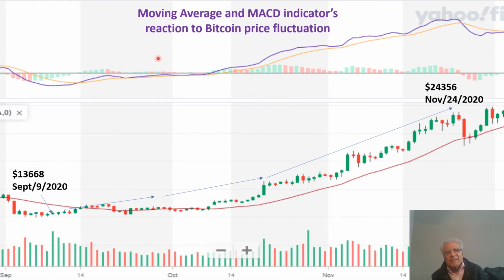Moving average and MACD indicators reaction to Bitcoin fluctuation continue. Now we were here. The price was coming down from the range, and then we entered the market right here because of this hammer. We entered the market here, and you see the price is going up above the moving average, and finally a takeoff. So that is a very good uptrend.